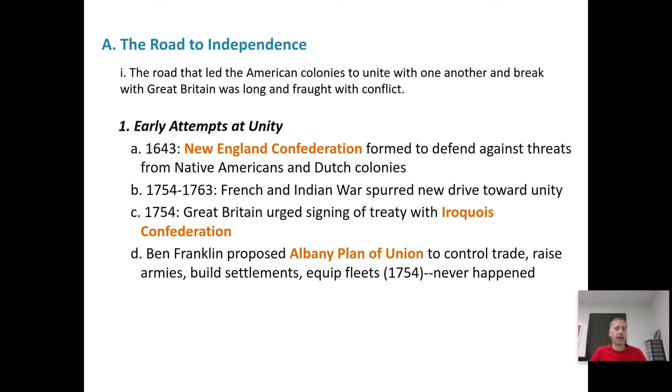Also in 1754, Ben Franklin proposed what we call the Albany Plan of Union. He was way ahead of his time. He said, hey, let's come together as colonies, and we can have one central government that would control the trade, that would raise an army, that would help the colonies build settlements. We could have a navy, do all these things together. It never happened. At the meeting, it was adopted. They said, hey, yeah, this is a great idea. Then these delegates went back to their colonies, and it was soundly rejected.